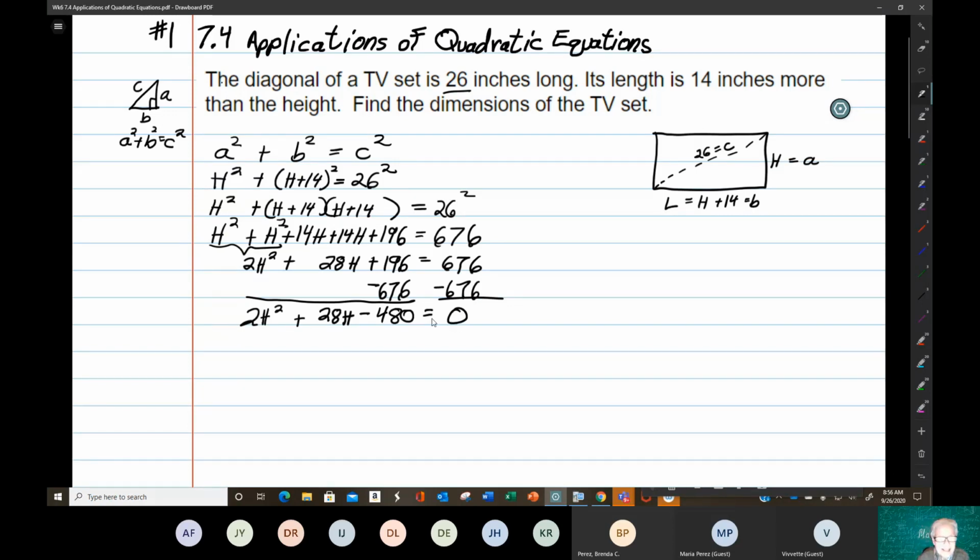And you have a GCF here. Always try to factor out your GCFs. Your life will be so much easier. 2 goes into 2, 2 goes into 28, 2 goes into 480. So this will be 2 times (h squared plus 14h minus 240) equals 0.